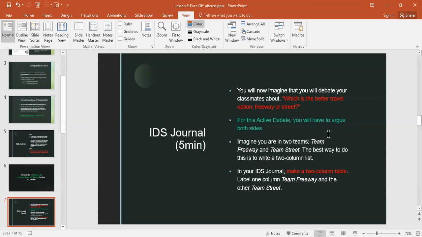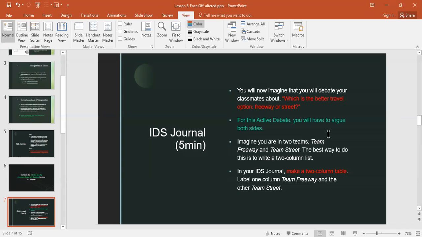Even though most of you were street this time around, let's see, maybe freeway has something going for it. So you're going to imagine that you are in two teams, team freeway and team street, and you're going to put yourself into both positions. So for team street, you're going to think of team street stuff, and then you're going to take that hat off and put on the team freeway hat, and think of team freeway stuff.